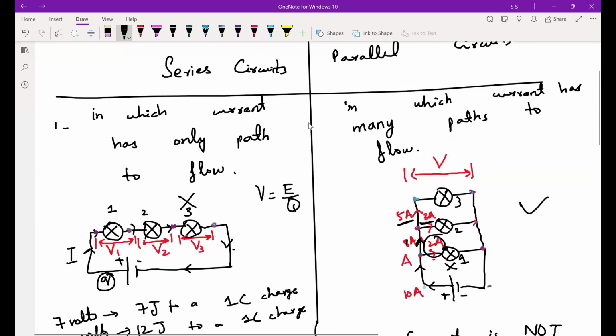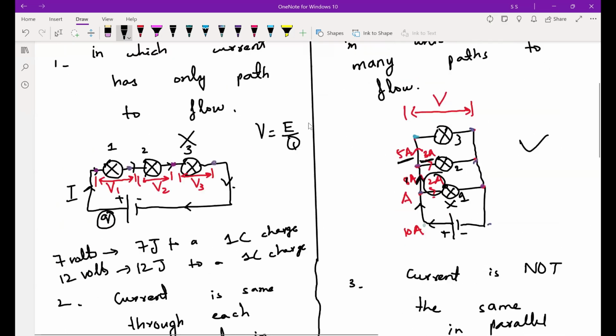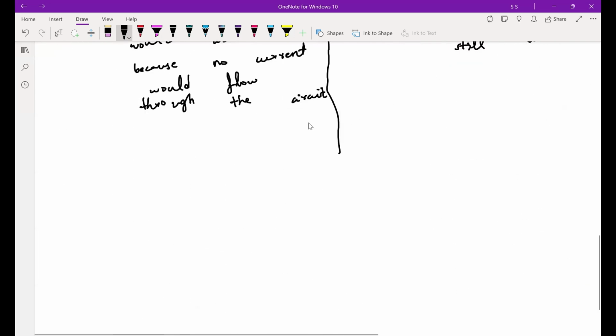So yeah, this is like series and parallel circuits. One last point, two last points we are left with. One is about switches. So we'll talk about how we put a switch in a series circuit. So let's say this is a series circuit with two lamps.